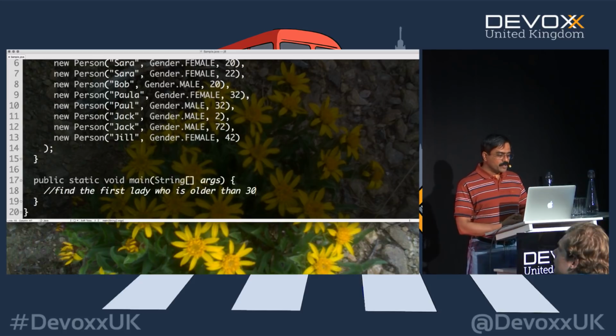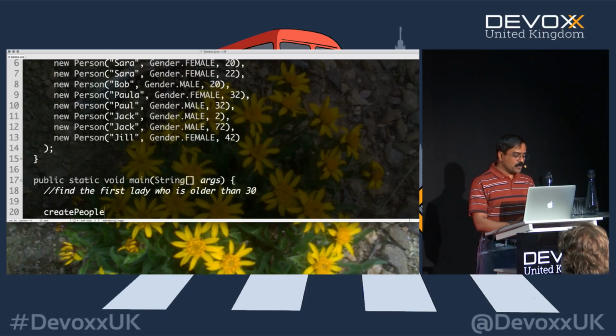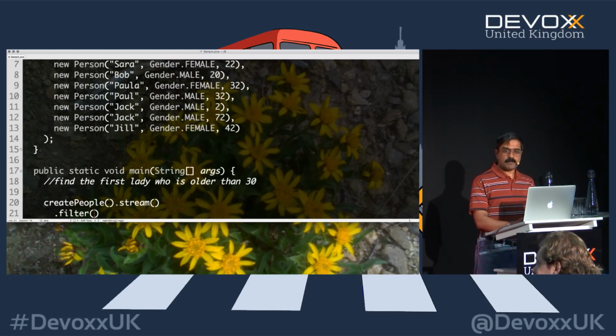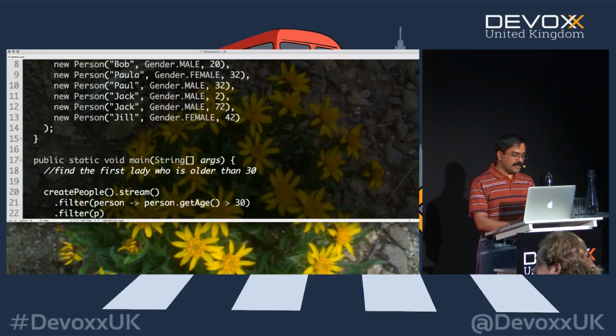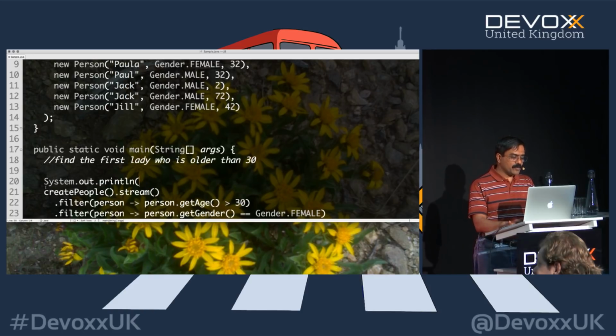So how do I execute this code? I'm talking about the order of execution in here. So create people.stream, and then I'm going to say .filter. In this case, given a person, I'm going to say person.getAge is greater than 30. And then I'll say filter given a person, person.getGender is equal to Gender.FEMALE. And then I will say findFirst. And once I find the first person, I just want to print it, so I'm going to output the result.